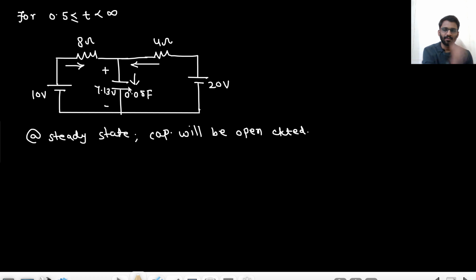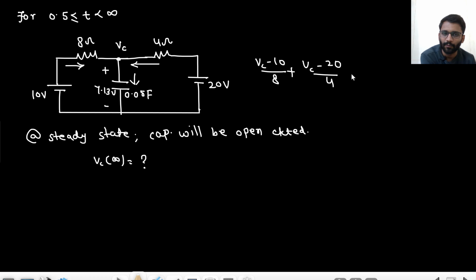Okay. So this node I can call VC. So VC infinity I need to find. So it will be a simple network problem. What you can do is solve it like this: (VC minus 10)/8 plus (VC minus 20)/4 is equal to 0. So you will get the VC value at infinity, right? So this is one method.